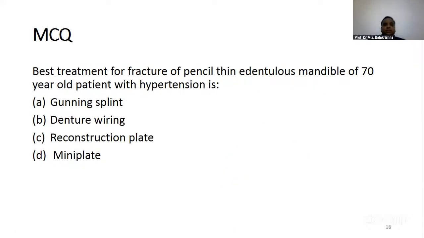Next question. Best treatment for fracture of a pencil-thin edentulous mandible of a 70-year-old patient with hypertension. Pencil-thin edentulous mandible means a very thin ridge. Little force you apply, the mandible will break. So it's a 70-year-old and hypertension is also there. So here, what can you do? Dental wire, Gunning splint, denture wiring, reconstruction plate, mini plate.